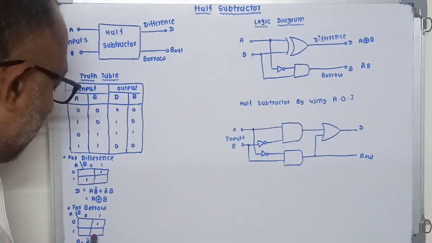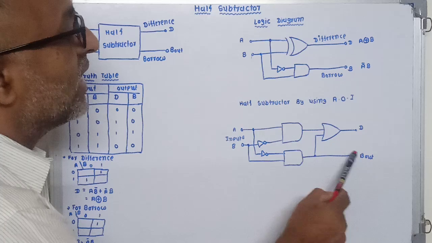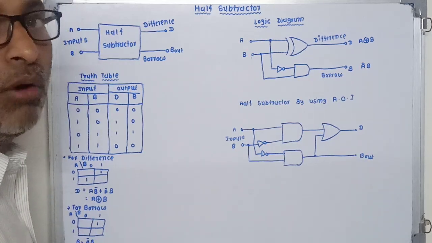Now what about the borrow? Here you can see that we require A bar into B. So the output is A bar into B, and it is directly taken out as the output borrow.